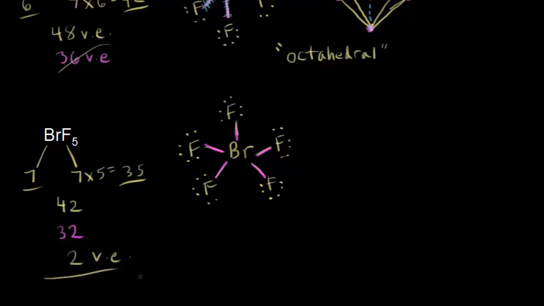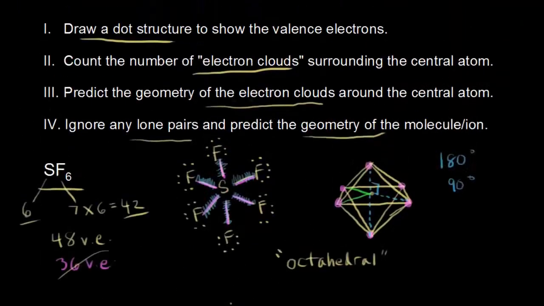And whenever you have valence electrons left over after assigning them to your terminal atoms, you put them on your central atom. And so there's going to be a lone pair of electrons on our central bromine like that. All right, so we've drawn our dot structure. Let's go back up here and look at our steps again. So after drawing our dot structure, we next count the number of electron clouds that surround our central atom, and then predict the geometry of those electron clouds.